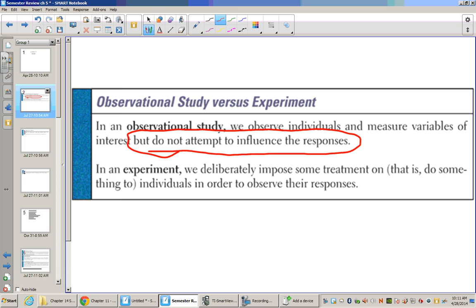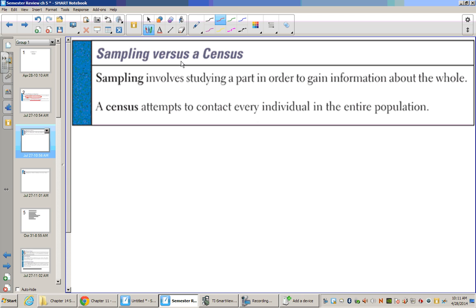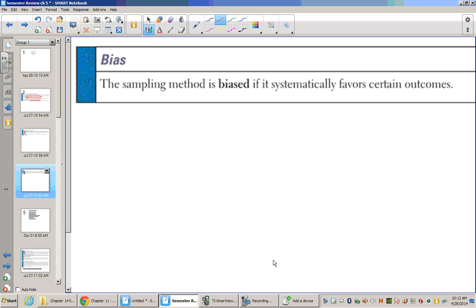Where in an experiment, we deliberately try to put some treatment or we do something to somebody in order to observe their responses. When we're sampling, we're trying to study a part of a group to gain information about the whole group. So we're getting sample means and sample standard deviations, and we're trying to infer what the whole population is like. Where a census is when we try to contact every individual in an entire population and see how they feel about a particular issue.